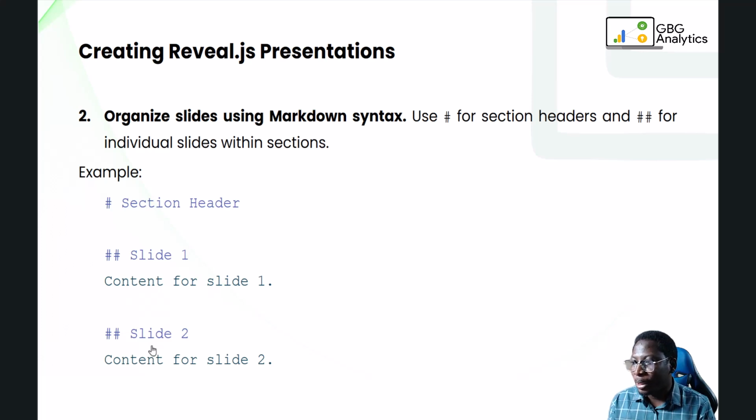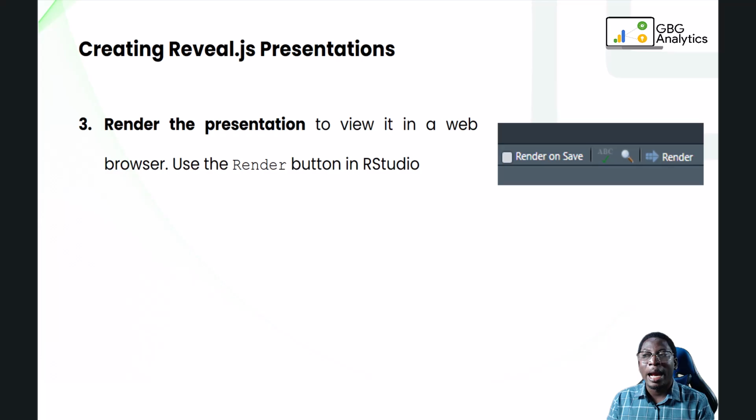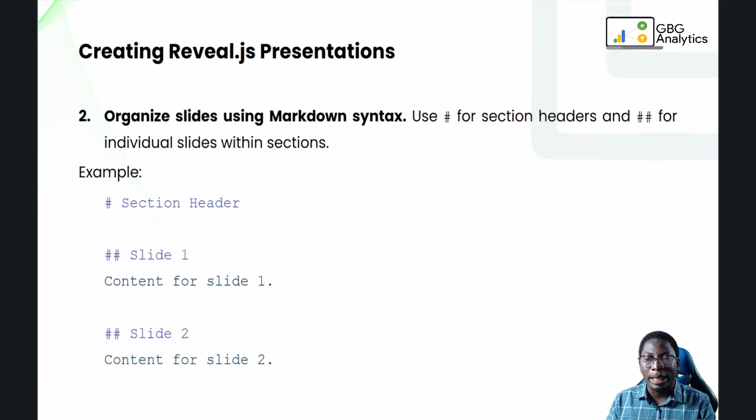And put the title here and put your content here. So when you render it, then you now have two slides. The first slide will be slide 1 and the second slide will be slide 2. But remember, we use this section header. Section header is just like a section header of your slide. But don't worry, I will show you how it looks when we get to the laboratory section.